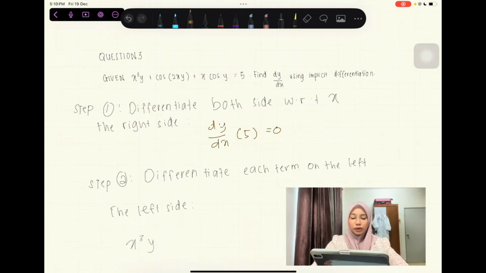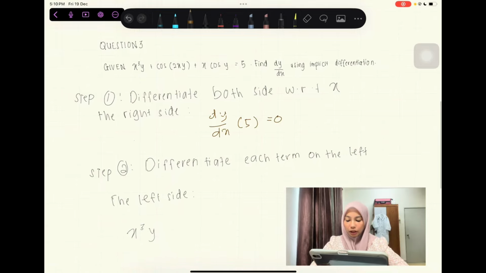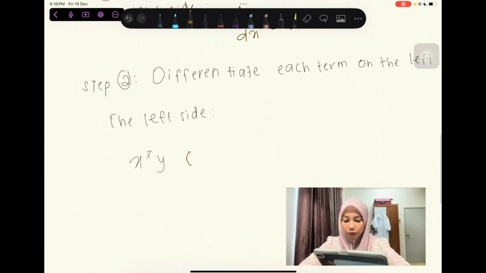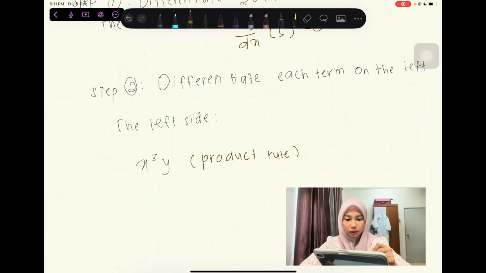So next, we need to differentiate each term on the left. So for the left side, we start with the x power of 3y. So for this derivative, we use product rule. So for the product rule, we need to separate term by term. So this one is u, this one is v.